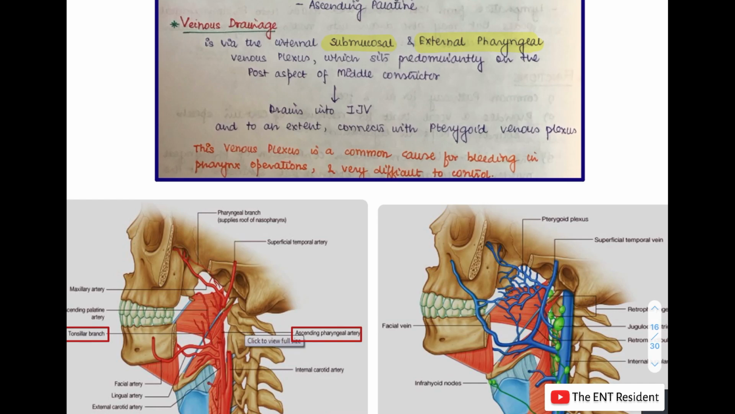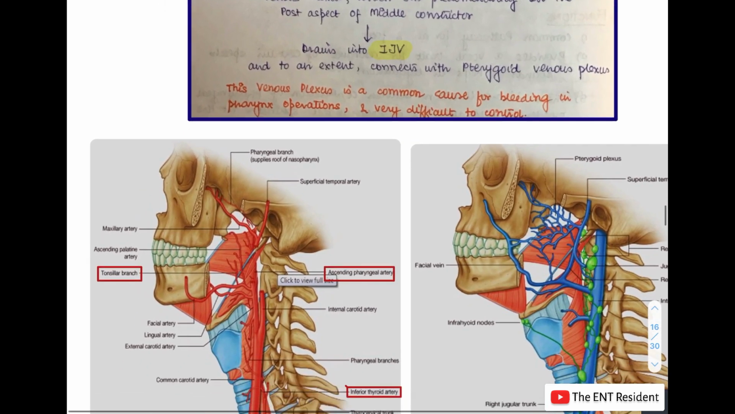So, on the posterior aspect of this muscle lies the external pharyngeal venous plexus, and internally it lies in the submucosal plane. Now, these two venous plexuses drain into the internal jugular vein, and to an extent they also connect with the pterygoid venous plexus. You will see that this venous plexus is a very common cause for bleeding in operations involving the pharynx, and it can be very difficult to control.